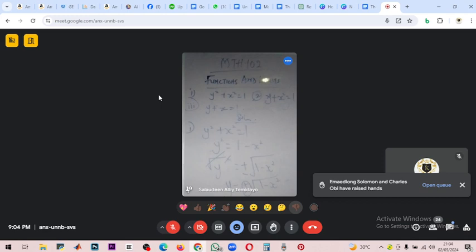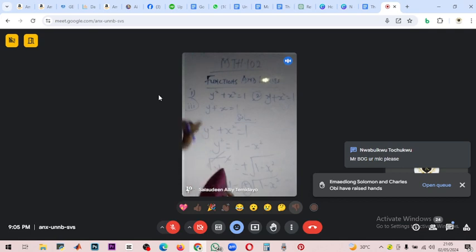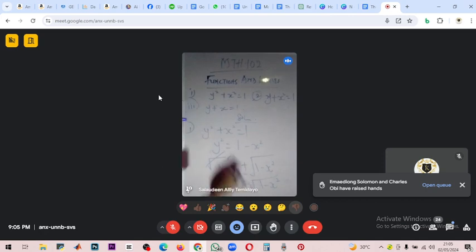Since y is having two different answers, then y is not a function of x. You can put: since y is having more than one answer, then y is not a function of x. As simple as that. Let's take the next one. We declare that for y squared plus x squared equals 1, y is not a function of x.